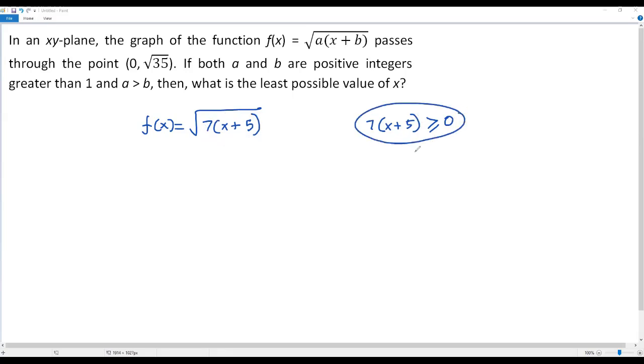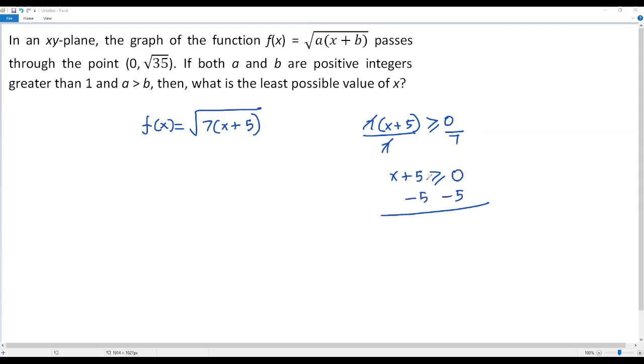Okay, now let's solve for x in this inequality. Let me divide both sides by 7 to get rid of the 7 multiplied over here. When I divide both sides by 7, this 7 will cancel out. Then I'm getting x plus 5 greater than or equal to 0 divided by 7, which is 0. Now let me subtract 5 from both sides. When I do so, the positive 5 and negative 5 will cancel out. Then I'm getting x greater than or equal to negative 5. So x can be equal to negative 5, or the value of x has to be greater than negative 5. From this inequality, it's very clear that the least possible value of x is negative 5.